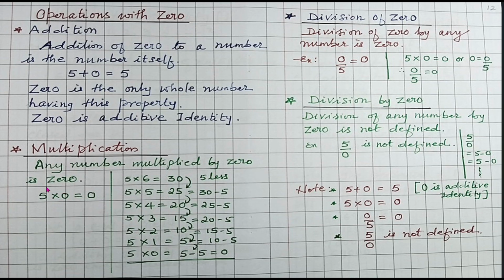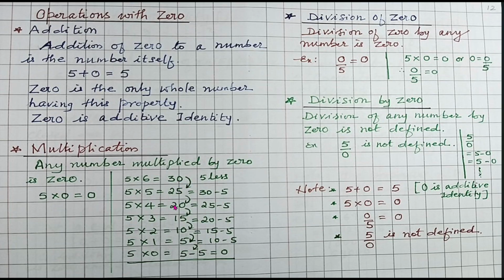Now when we multiply 0 to 5, we get 0. 5 into 0 is 0. Now how is that? Let us understand this by an example. 5 into 6 is 30. 5 into 5 is 25. That means it is 5 less. That means 30 minus 5 becomes 25.